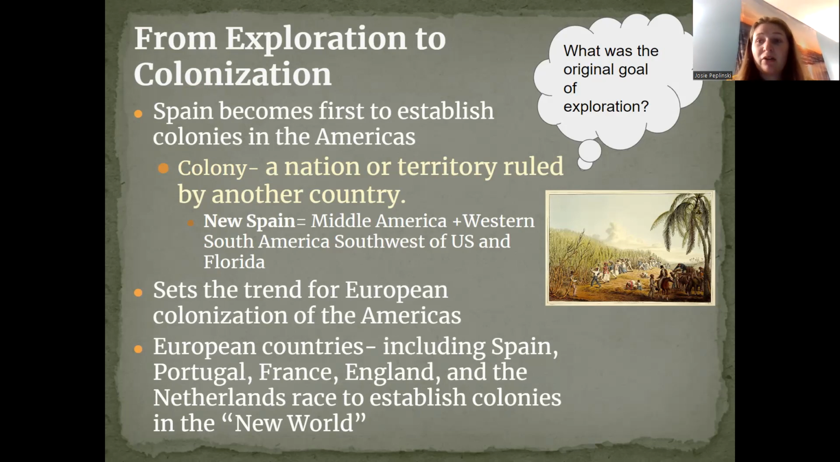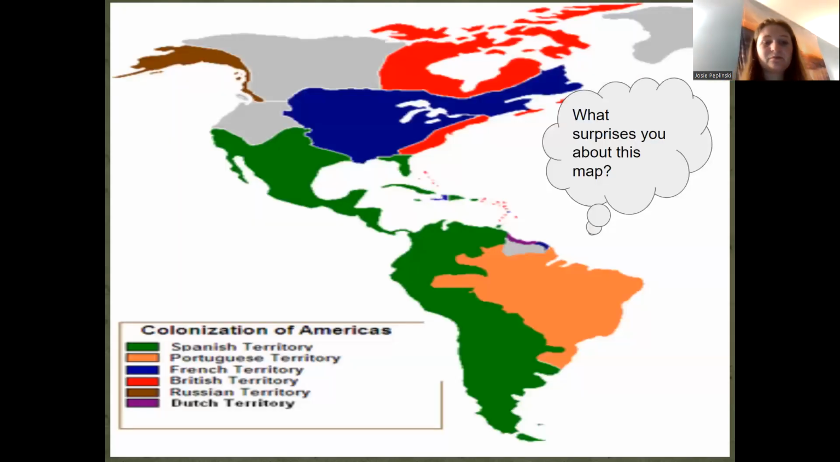This is mostly in Middle America and Western South America, the Southwest of the United States, and Florida. Spain really inspires England and other countries like Portugal and France and the Netherlands to try to race to establish as many colonies as possible in this, quote, New World, which is, of course, the Americas.